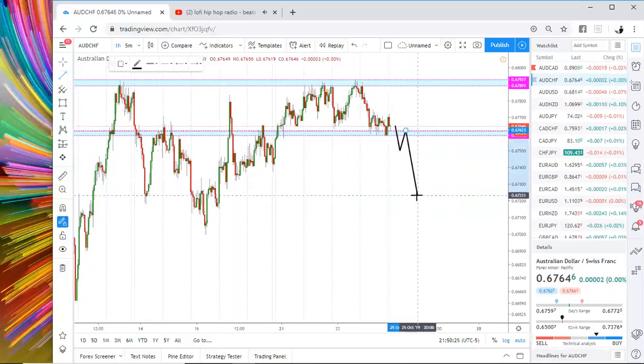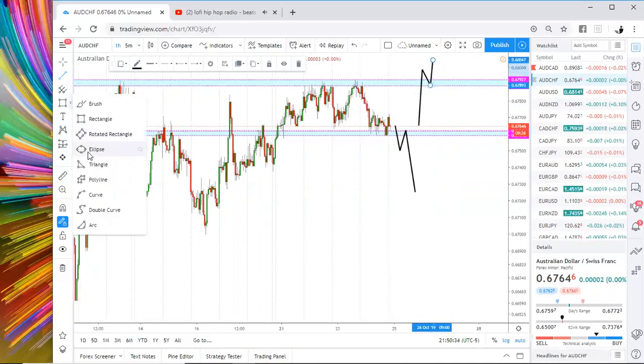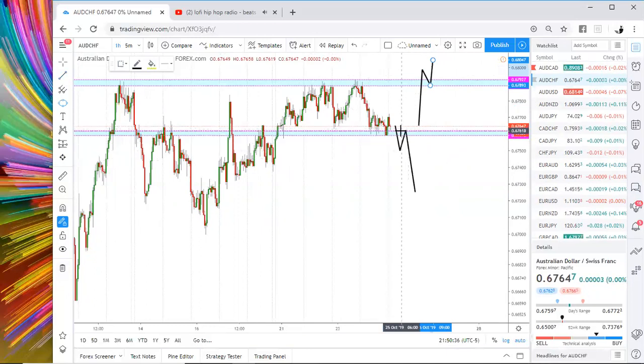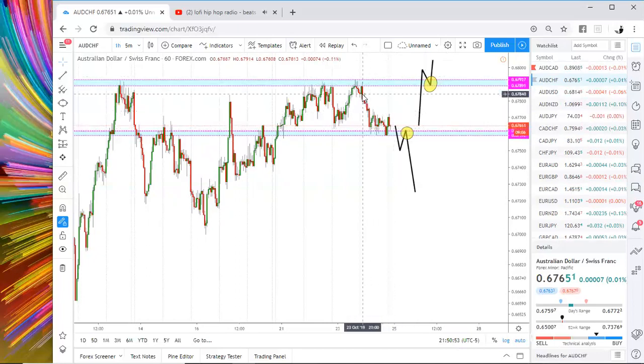Another thing I like to add is predictions. So that's 1 and that's 2 of how the market's going to go. The reason why I drop the yellow circles is because it tells you where the market could potentially go, or what we're essentially looking for.